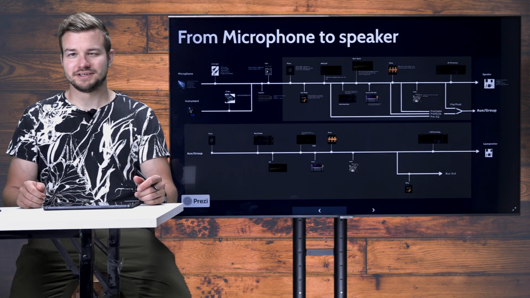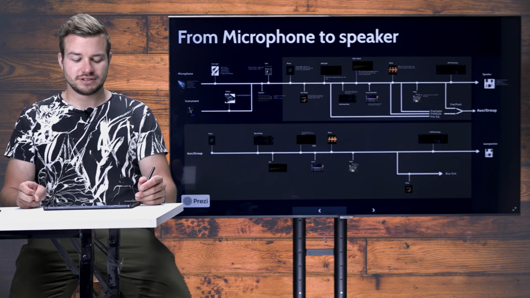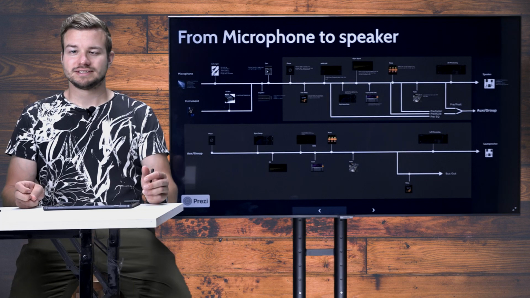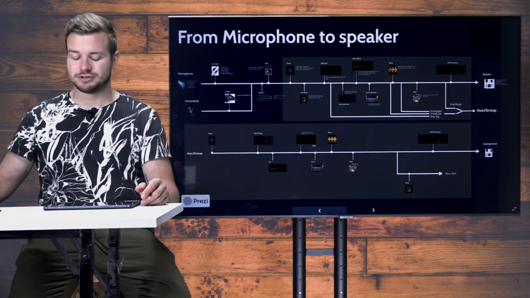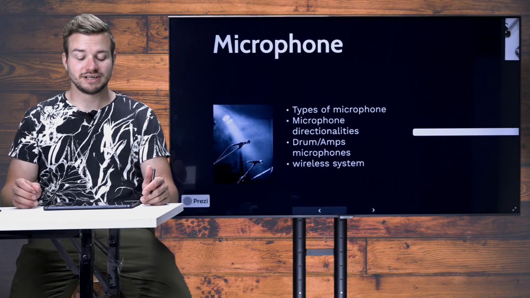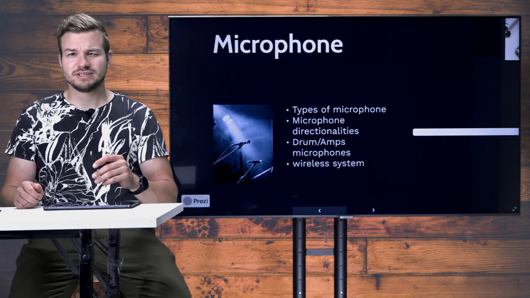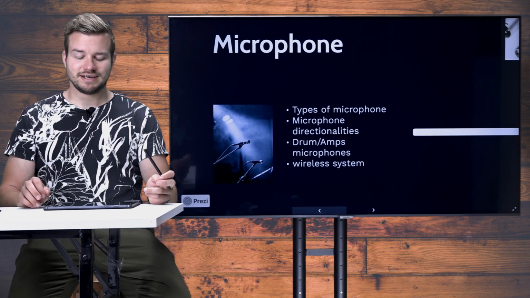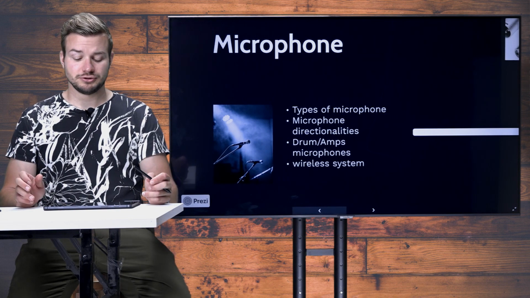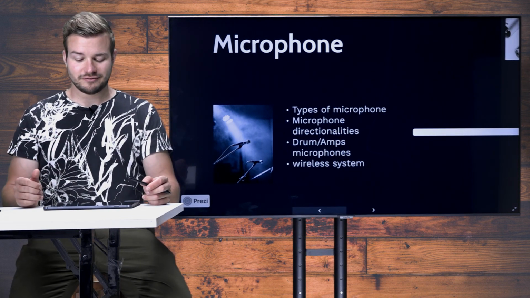And you should also get a basic understanding of what happens after each other, in which order the signal gets processed, gets changed, until it ends at the speaker. So as mentioned already, we have a microphone. There are various different types of microphone. We will talk about this in unit number 2, and we will talk about what types of microphone exist.